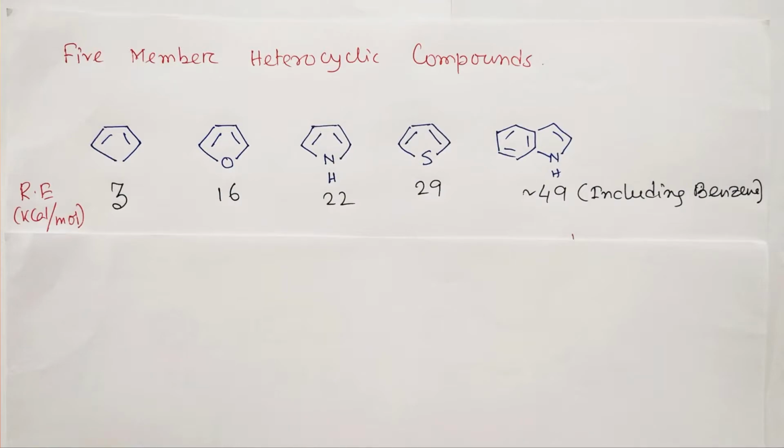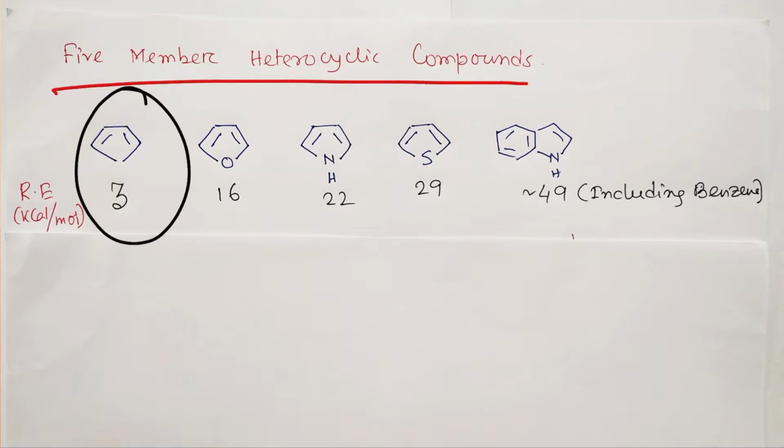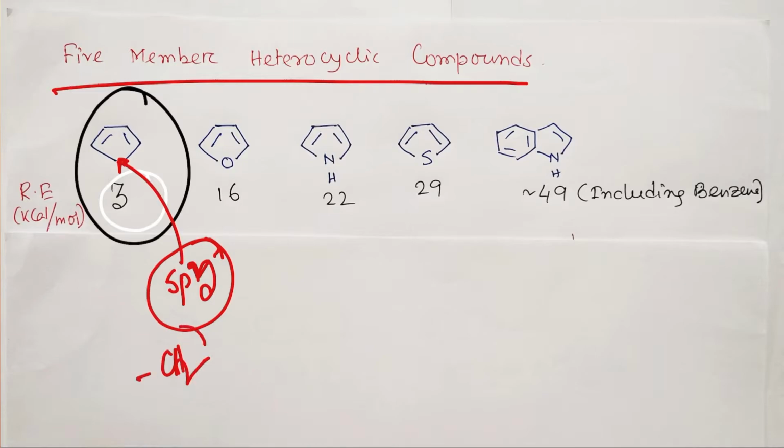Not only the 6-membered ring, benzene is a 6-membered ring. If we look at the 5-membered heterocyclic compounds, what is the pattern? If you see the resonance energy of cyclopentadiene, this is 3. You will say, sir, 3, why? Because this carbon is not sp2, this is actually sp3, and that's why it is not aromatic, because this is a CH2 group. So cyclopentadiene is not aromatic. Remember students, cyclopentadienyl anion is aromatic. Okay, so that is the thing.